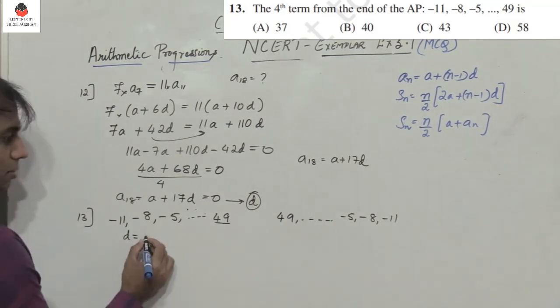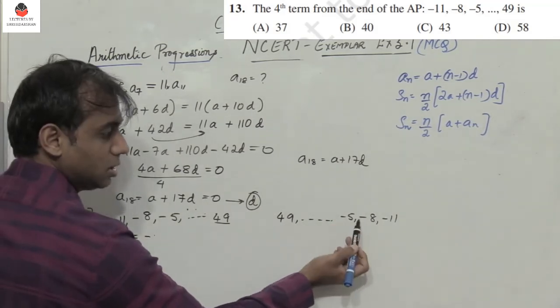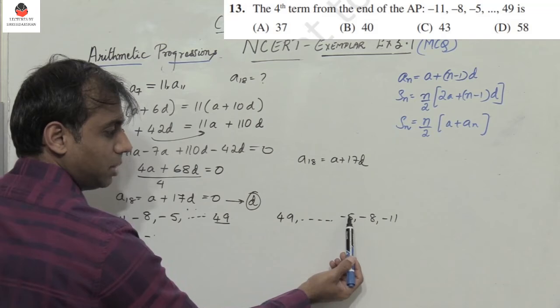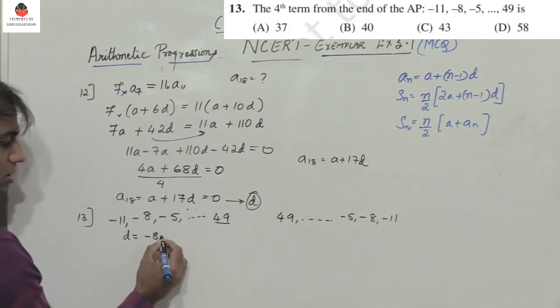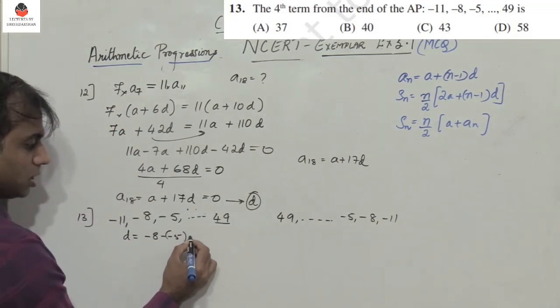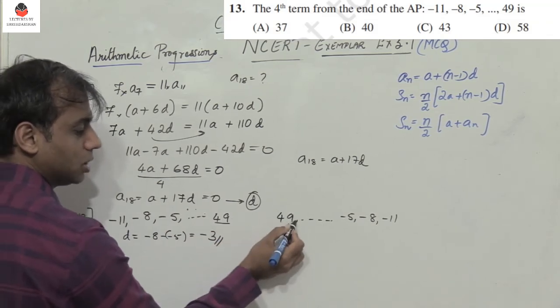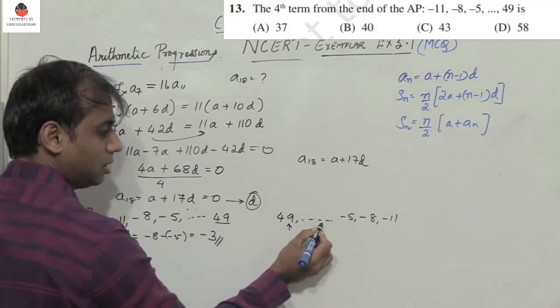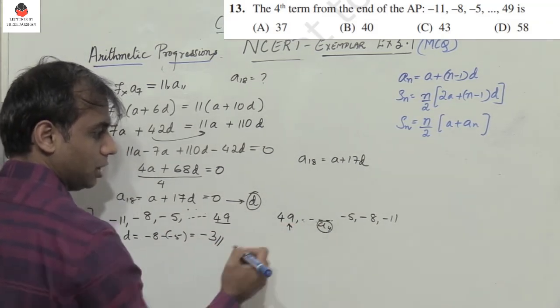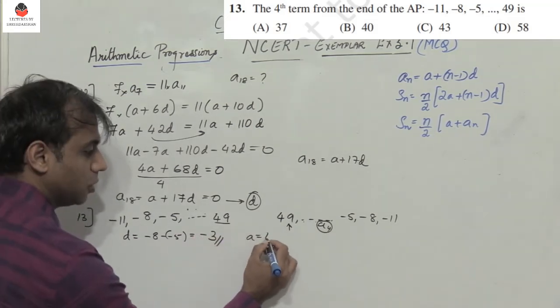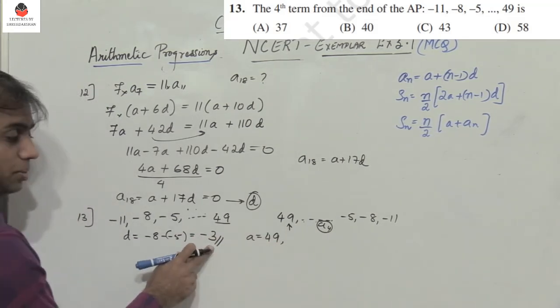So now what is the common difference for this arithmetic progression? It is definitely minus here in this case, it is the next term minus the previous term. So minus 8 minus of minus 5, which gives me minus 3. So this is the first term. So I need the fourth term. Second, third and fourth. So I need to find A4 here. And A happens to be 49. D happens to be minus 3.